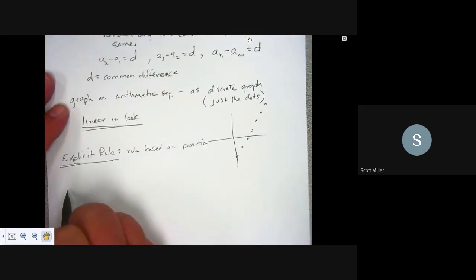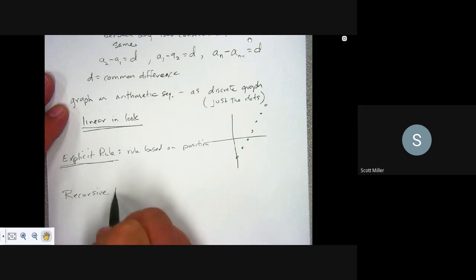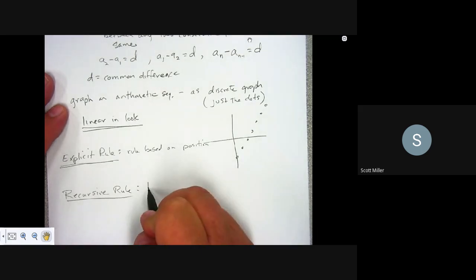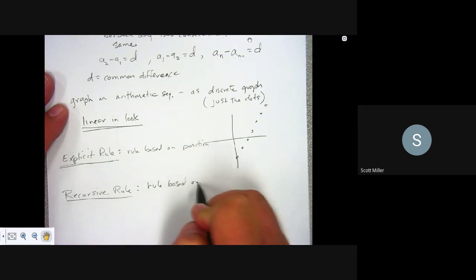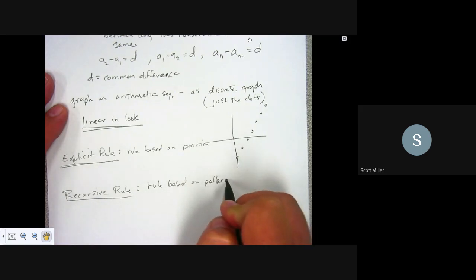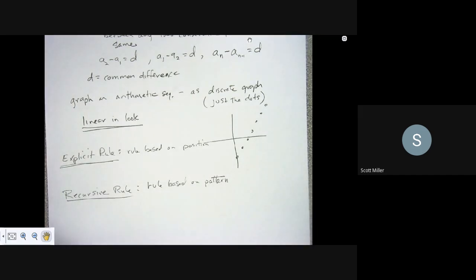The other form of the rule we're going to look at, and I called it in the last unit the pattern rule. Remember the pattern rule? Well, its formal name is the recursive rule. And this is based off of the pattern. This is your rule based on a pattern. And I'm going to show you how to do each of these right now.